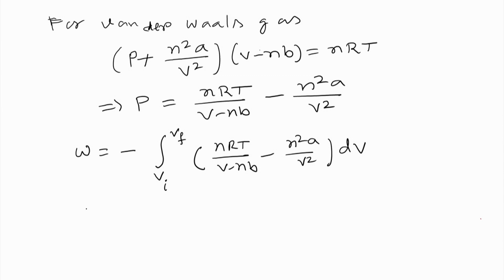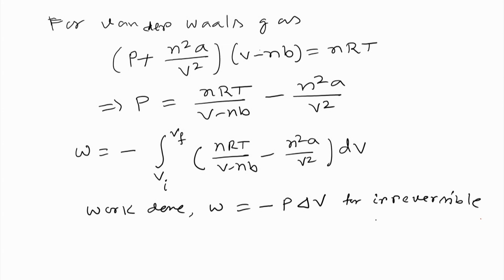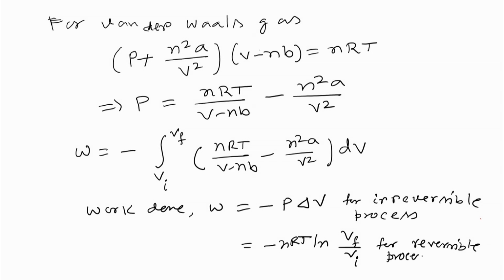Okay. So what we got so far? We got work done W is minus P times delta V for irreversible process, and minus nRT ln VF by VI for reversible process and for ideal gas.